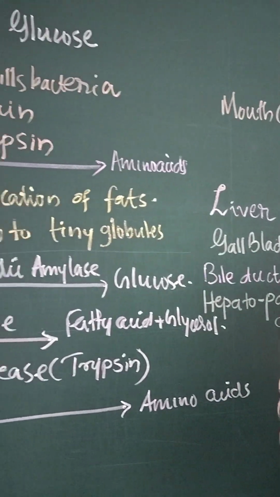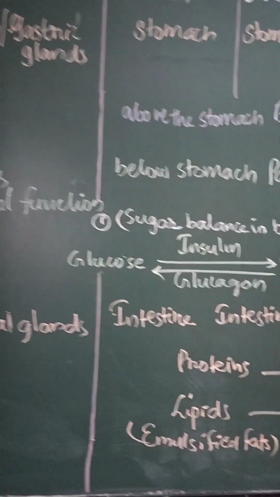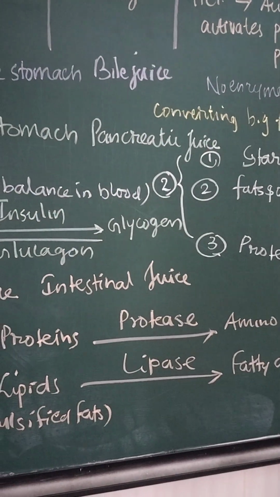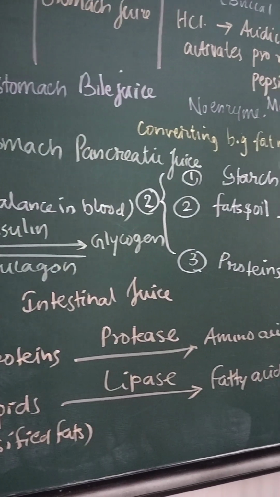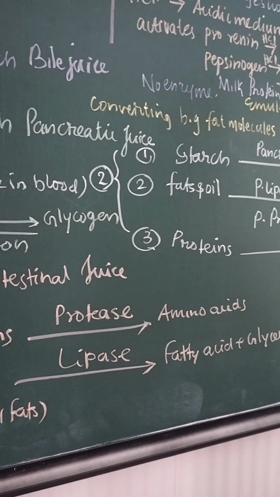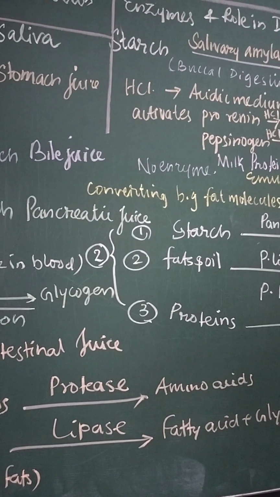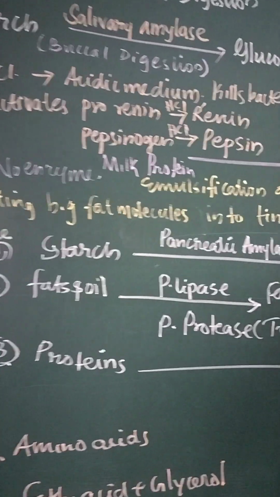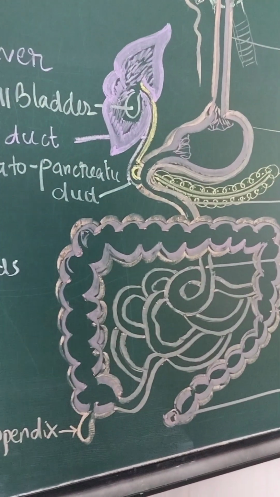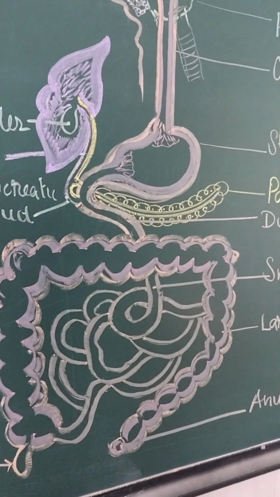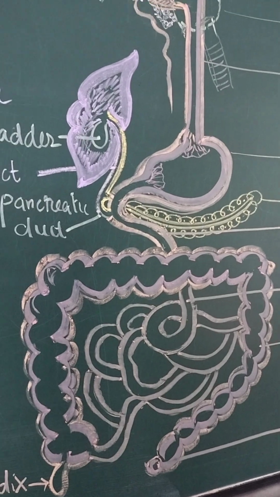From there, the intestinal glands secrete intestinal juice, which contains intestinal protease and lipase. Again, they convert the proteins into amino acids and lipids into fatty acids and glycerol respectively, thus completing the digestion process. From the small intestine, it enters the large intestine, where water absorption takes place and the undigested food is egested out through the anus.